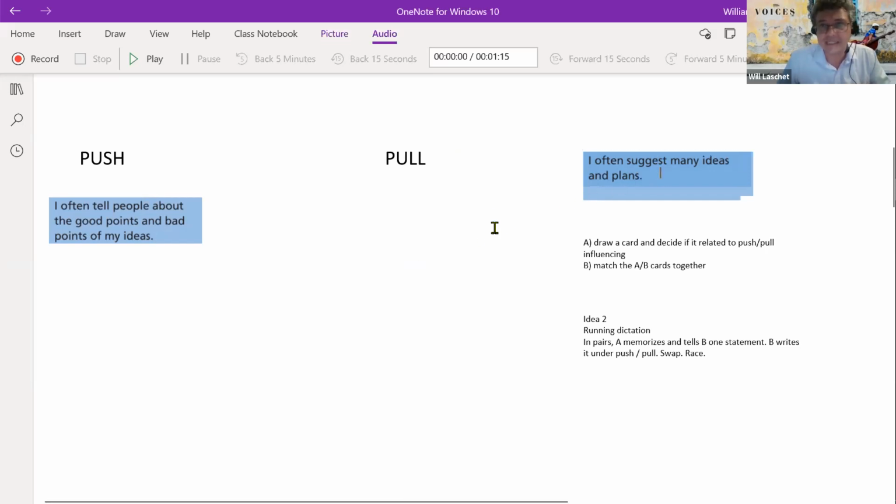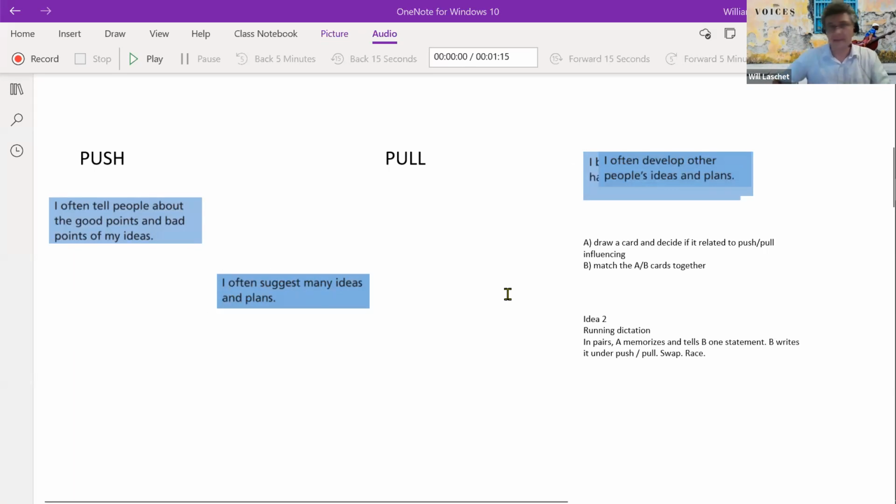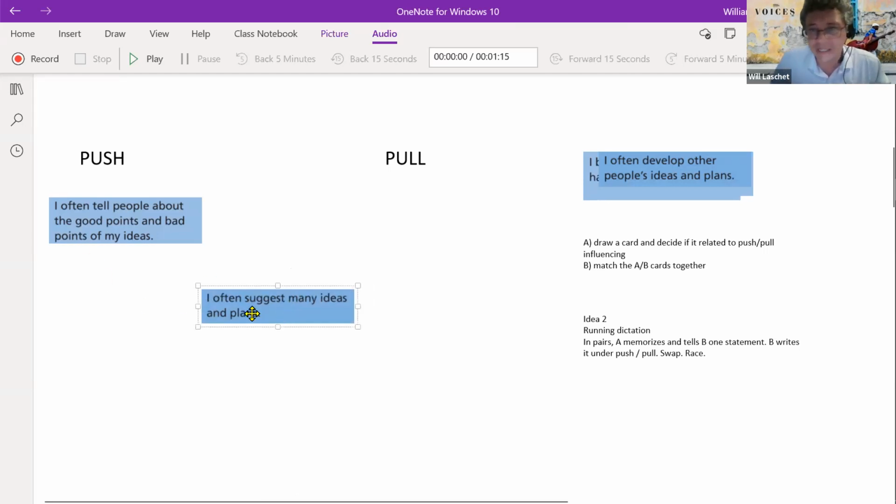Okay, how about this one? I often suggest many ideas and plans. Okay, what do you think about that? Push. Okay, Kamal says pull. Some of you saying pull. So quite even. So we've got push and pull. So can you explain to me why? If you put push, why is it push? And if you put pull, why is it pull? So you can type in push and then give a reason, or pull and give a reason. Because we've got quite a split here.